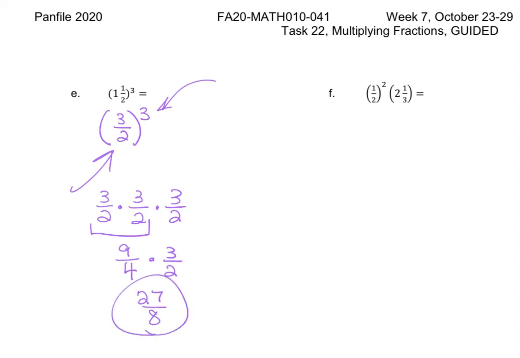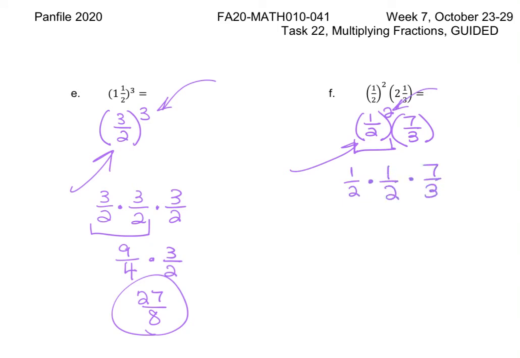And I'm all done. Now this, I'm going to first make the second piece an improper fraction, so I get 7 over 3. And then I'm going to rewrite this to be a multiplication problem because, again, I have this many times. So I have 1/2 times 1/2 times 7 over 3. And I'm just going to work left to right. So 1/2 times 1/2 is 1/4 times 7 over 3, which gives me 7 over 12. And I'm all done.